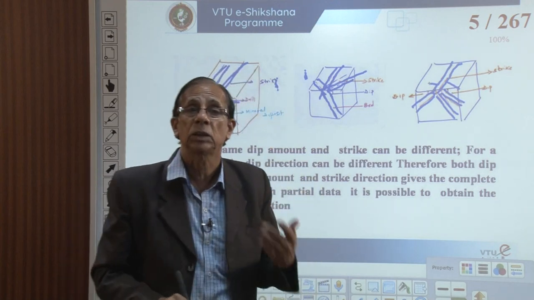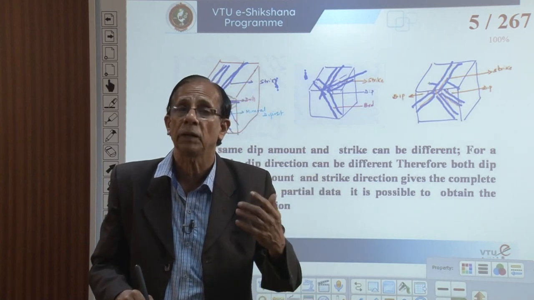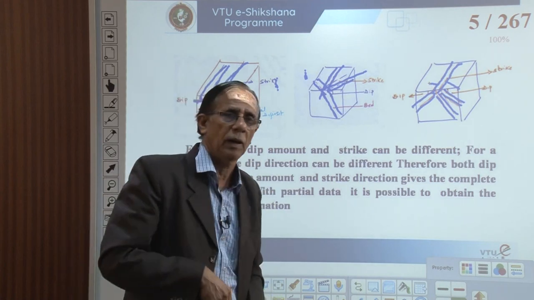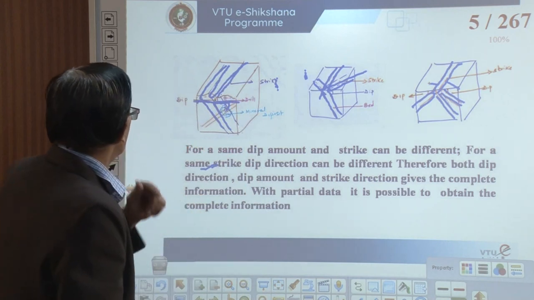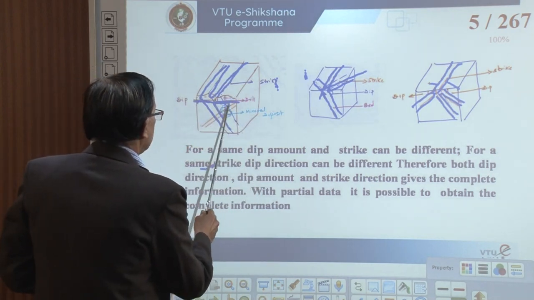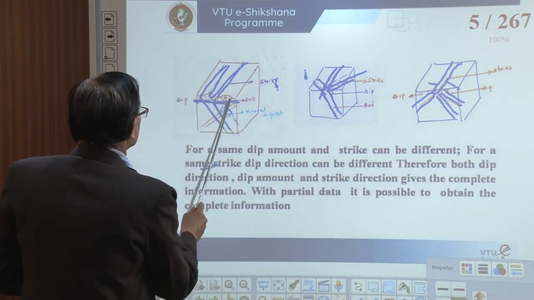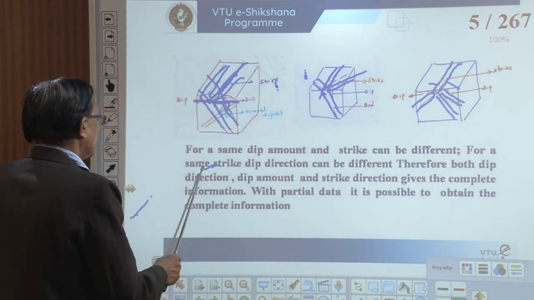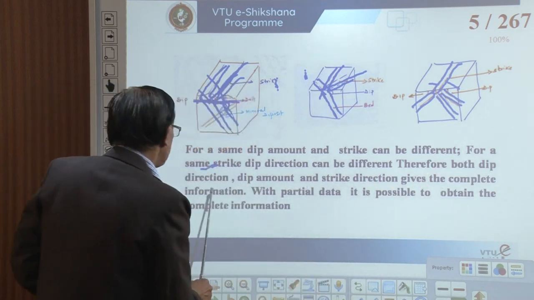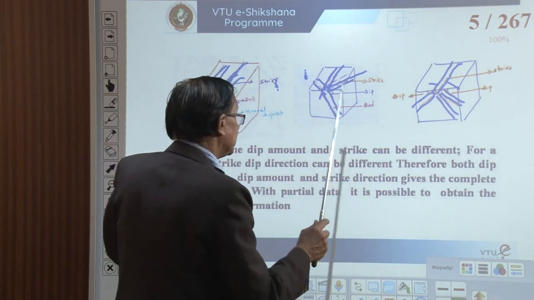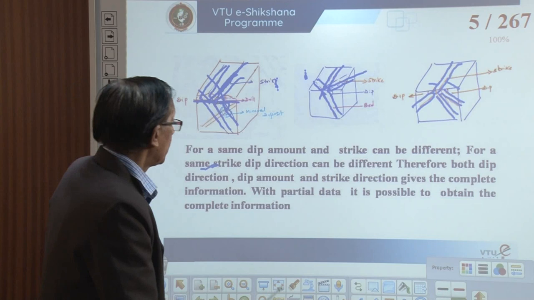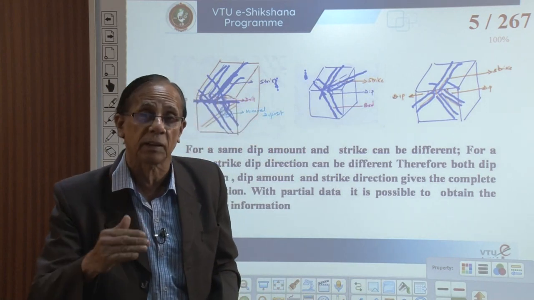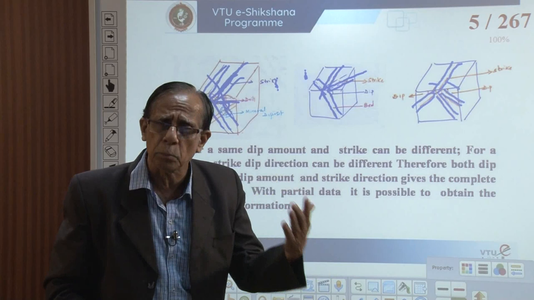Often, this kind of opportunity to measure dip and strike is not possible. The ground conditions do not permit it. Under such conditions, what do we do? Because for the same dip amount, the strike can be different. Here, the same dip, strike like this, like this, different. Therefore, dip direction, dip amount and strike direction together give the complete information. However, with partial information, it is possible to reconstruct and get more complete information.